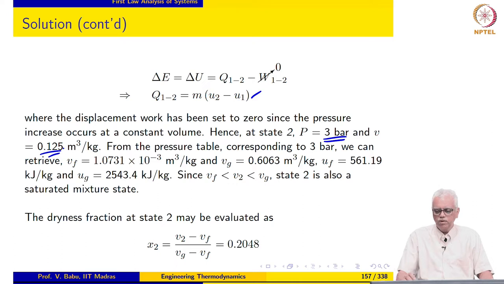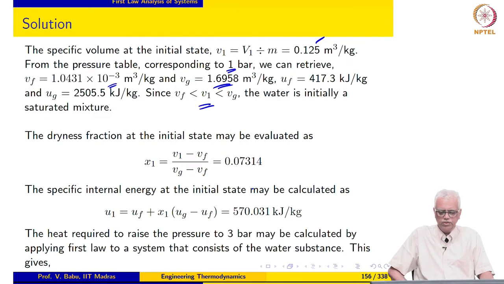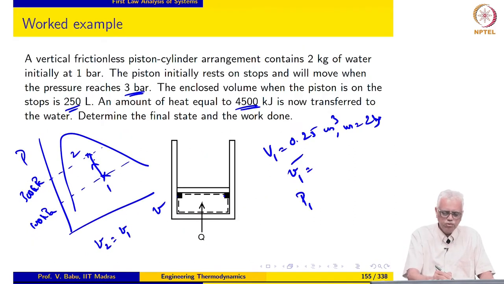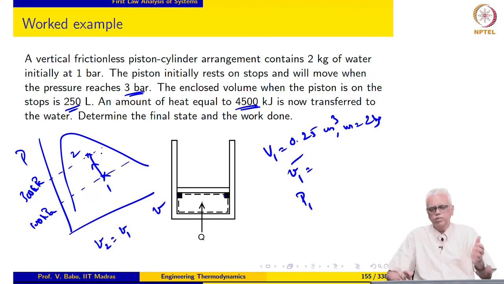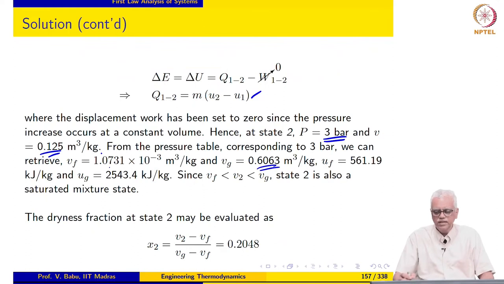So we go to the pressure table corresponding to 3 bar, we get Vf equal to this, Vg equal to this. Since V2 lies between Vf and Vg, state 2 is also a saturated mixture state. When I showed state 2 to be like this, it was an educated guess that it is a saturated mixture. But now with the information that is available, we can precisely state that state 2 is a saturated mixture, and we can evaluate the dryness fraction using the known specific volume, and that comes out to be 0.2048.